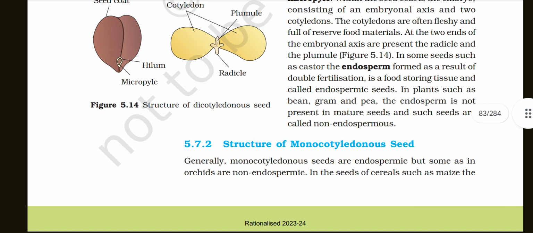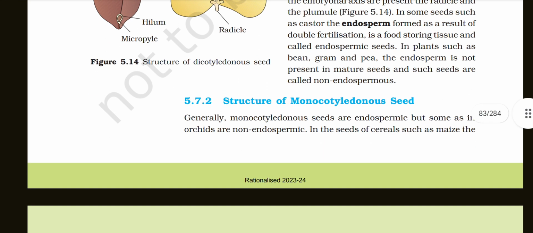In some seeds, such as castor, the endosperm, formed as a result of double fertilization, is a food storing tissue, and these are called endospermic seeds. In plants such as bean, gram, and pea, the endosperm is not present in the mature seeds, and such seeds are called non-endospermic seeds.